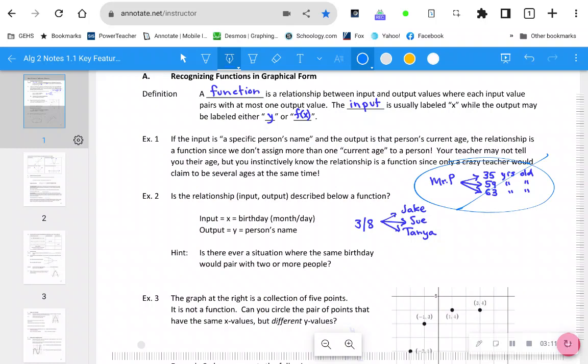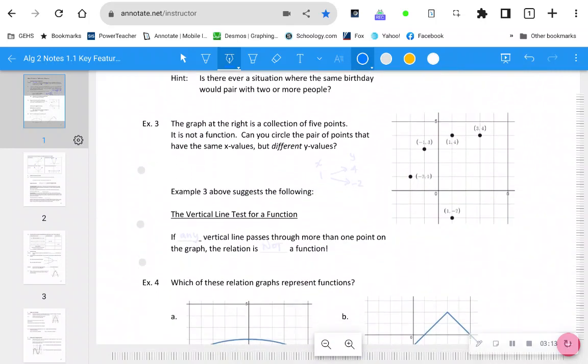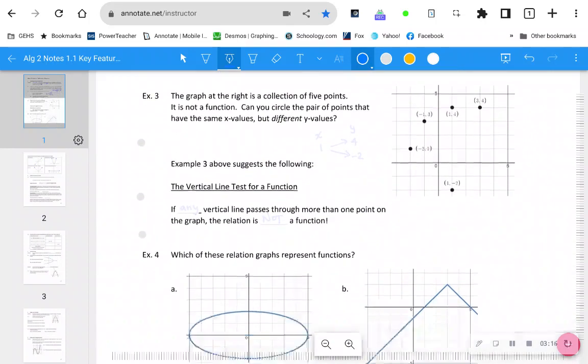Okay, now let's start applying this to mathematics. What I have here is a graph with 5 points scattered on it, example 3. These 5 points have different x and y values, but you'll notice that the pair that are in a vertical line above each other have the same x value, but different y values. So the input x equals 1 gets paired with both 4 and -2, and that means that this is not a function.